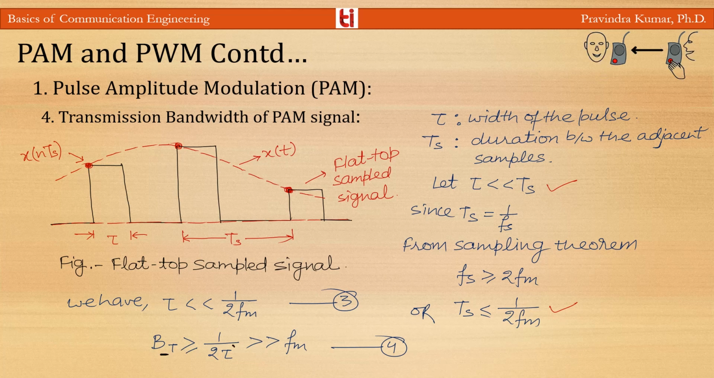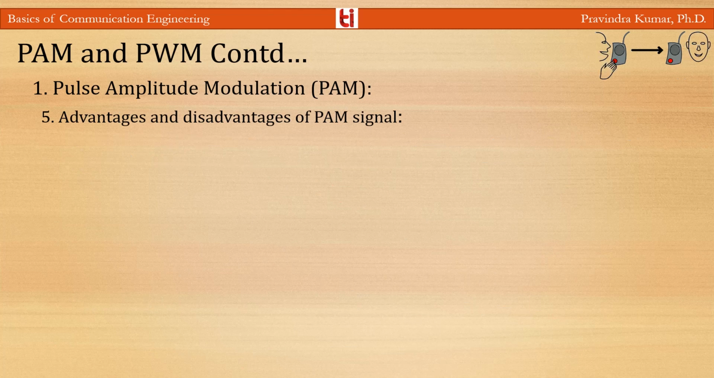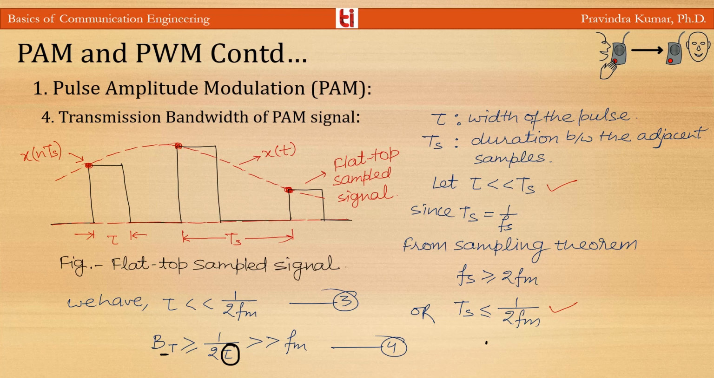You can see Bt is greater than or equal to 1/2tau, so it is inversely proportional to the pulse width. The transmission bandwidth should be as small as possible. It can be reduced by increasing the pulse width tau, but this will increase the aperture error. And the transmission bandwidth Bt is much larger than the maximum frequency contained in x(t), so Bt is much greater than Fm.